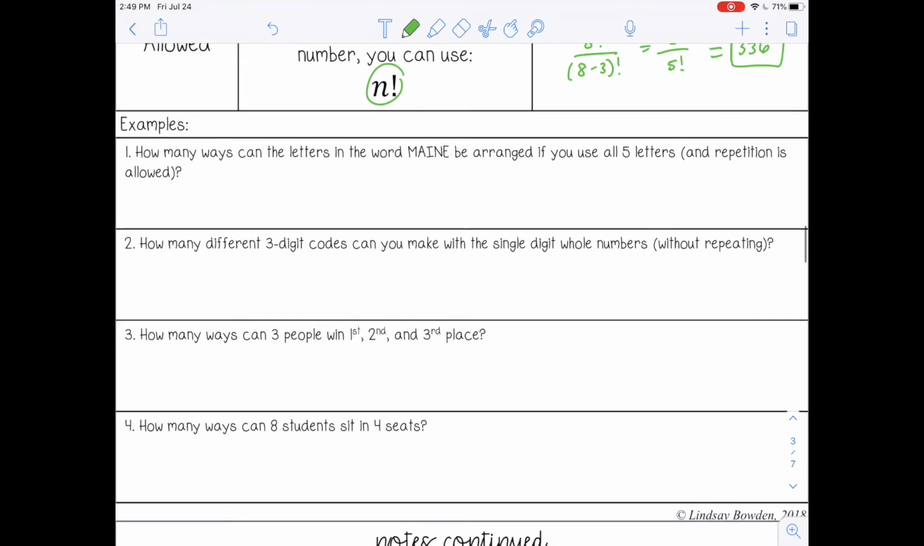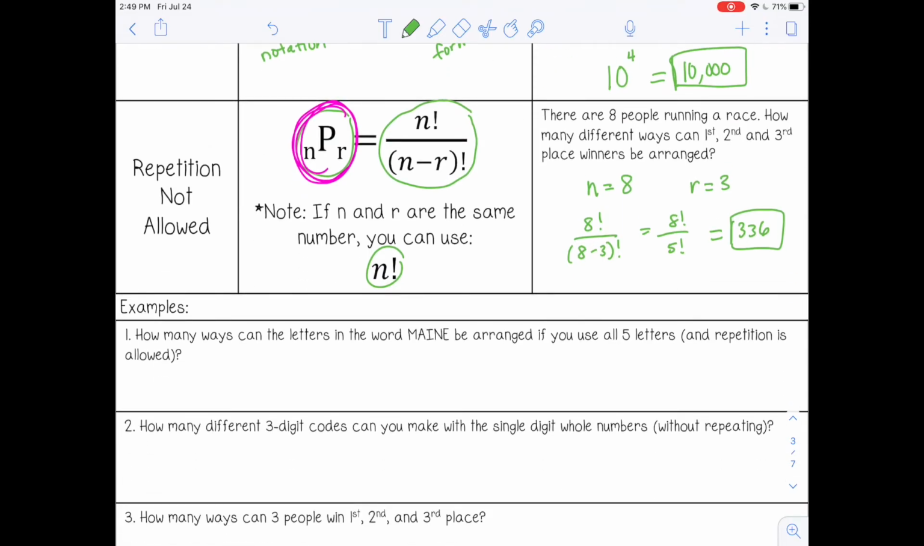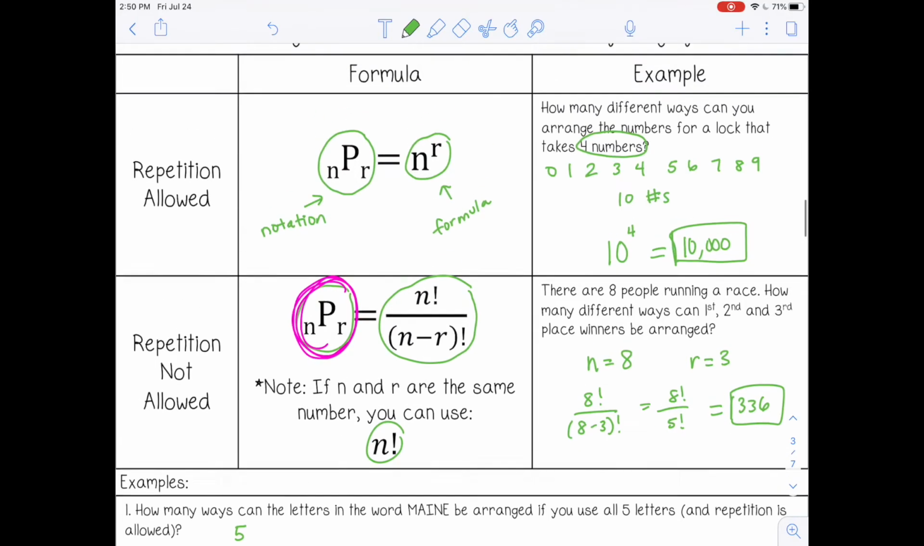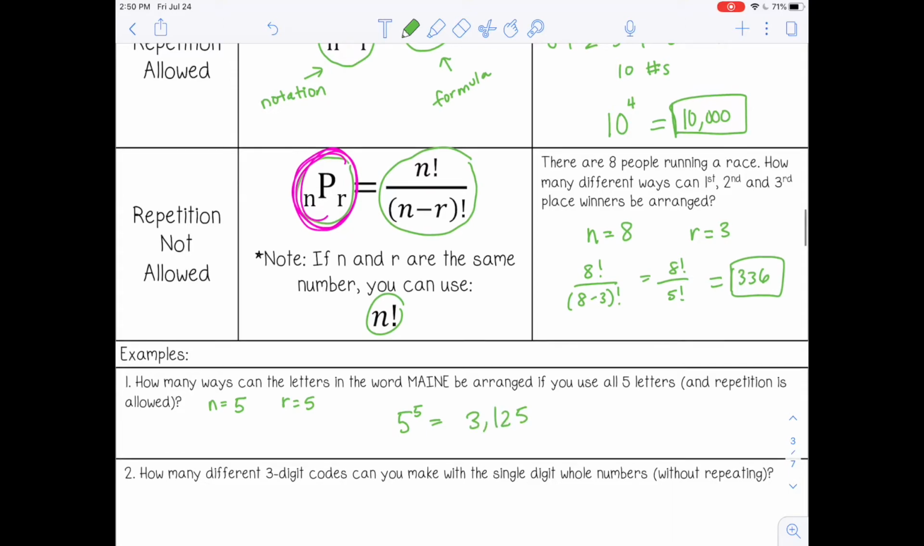All right, let's try some more examples. So number 1, how many ways can the letters in the word Maine be arranged if you use all 5 letters and repetition is allowed? So we're going to be using this top formula. So we have 5 letters, and we're going to be choosing all 5. So my n is 5, and my r is 5. So 5 to the 5th power. That would be 3,125. That's how many different ways you can arrange all the letters in Maine.